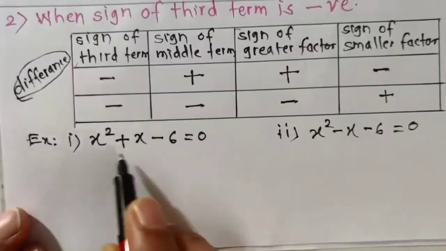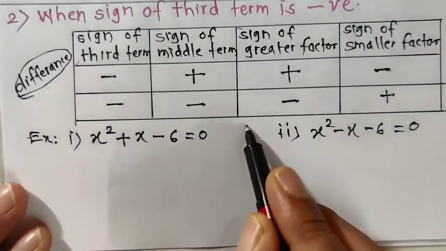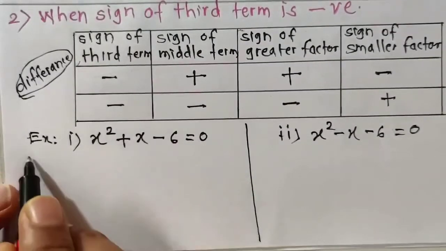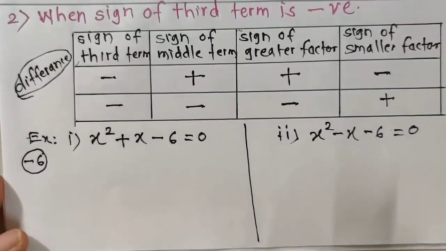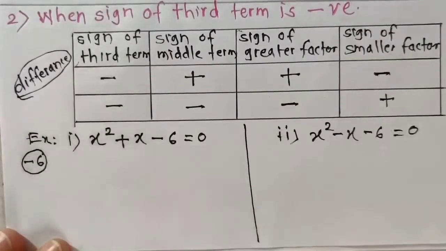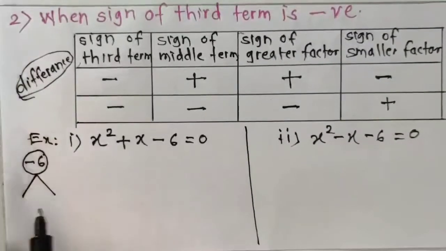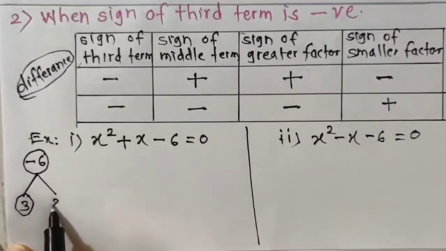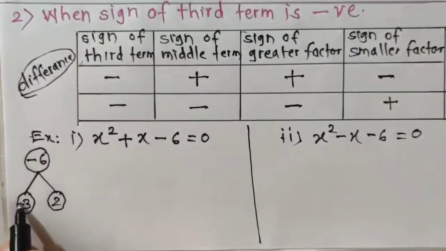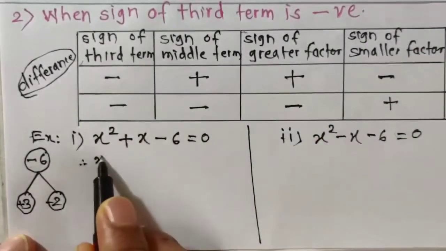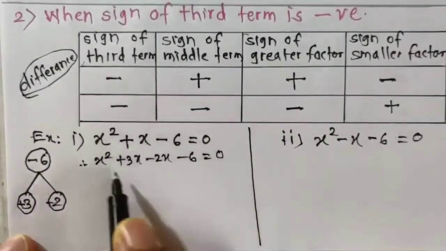Let us see an example again. Here 1 into minus 6: x square plus x minus 6 is equal to 0. This example is taken here. So here minus 6 is the product. Now find the two numbers whose product is minus 6 and their difference is 1. So we get again 3 twos are 6. But the sign of the middle term is positive, therefore the greater factor is positive and the smaller factor is negative. So we get x square plus 3x minus 2x minus 6 is equal to 0.